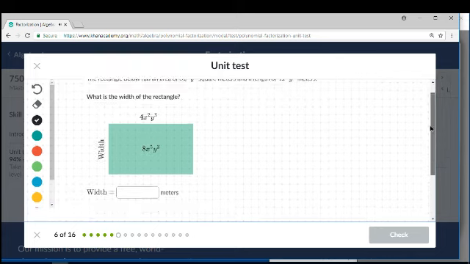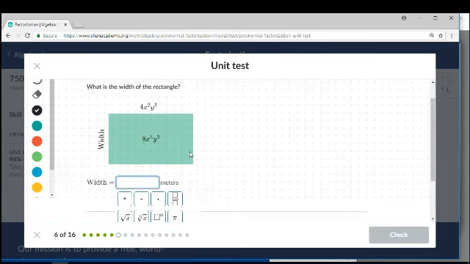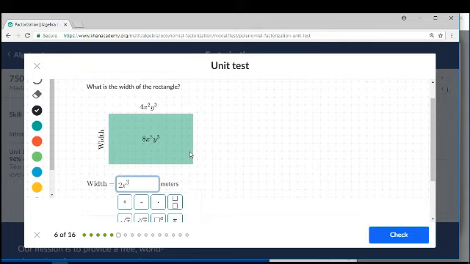What is the width of the rectangle? Okay, sorry. So 4x squared y cubed. 4 times 2 is 8. x squared times x cubed is x to the fifth. y cubed times 1 is y cubed. So 2x cubed times 1 is 2x cubed.